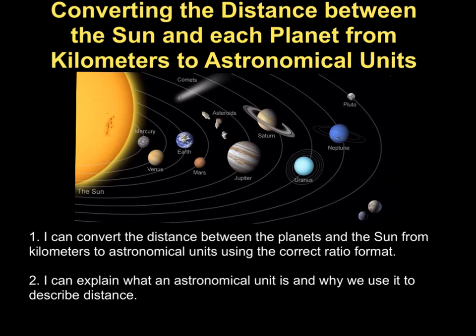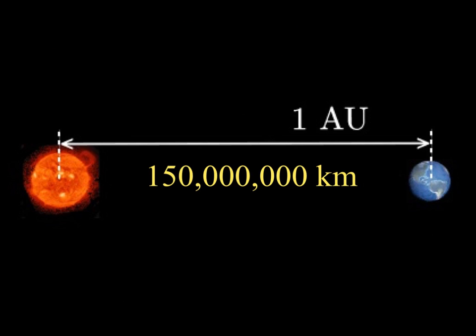Converting the distance between the sun and each planet from kilometers to astronomical units. So 1 astronomical unit, which we abbreviate with a capital A and a capital U, just like in the diagram, is the distance from the center of the sun to the center of Earth. We use Earth because that's where we live. All right, and so 1 astronomical unit is approximately equal to 150 million kilometers.